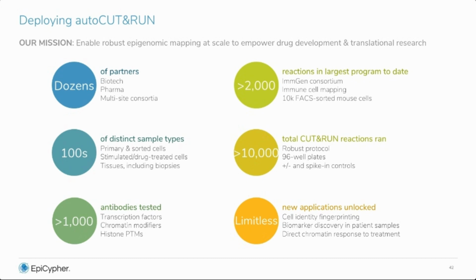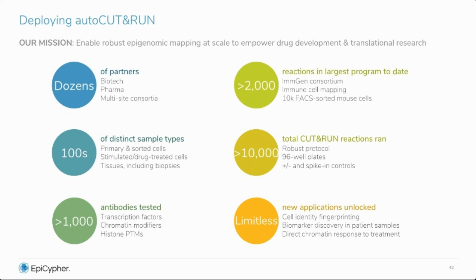We can handle very large projects. I told you about the MGen consortium that's doing cell identity fingerprinting, and in total, we ran over 2,000 reactions for that consortia. Overall, we've run over 10,000 cut-and-run reactions, so we have a ton of experience. We know how to optimize conditions for different experimental variables and how to flag things and troubleshoot if things go wrong.